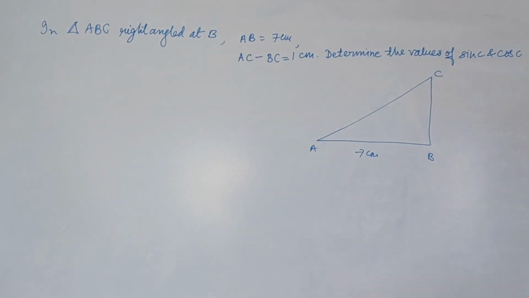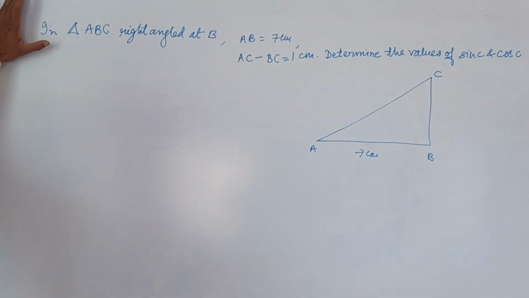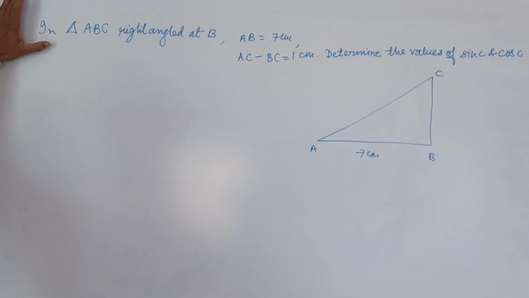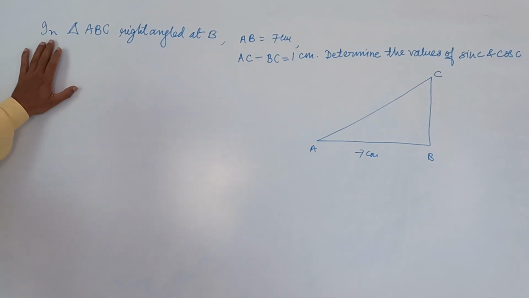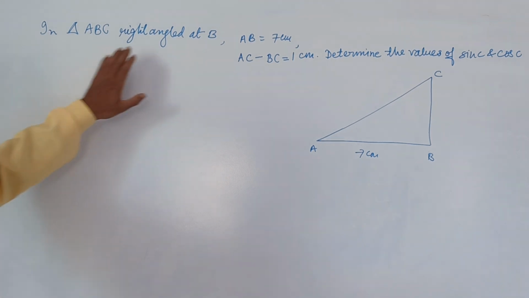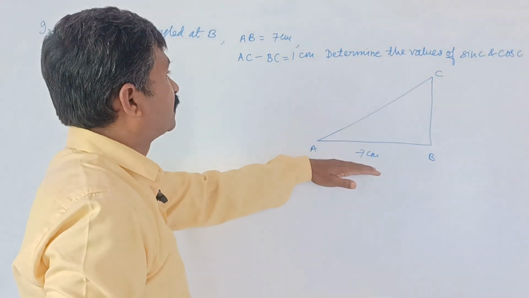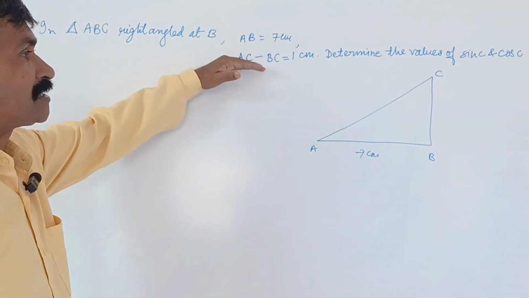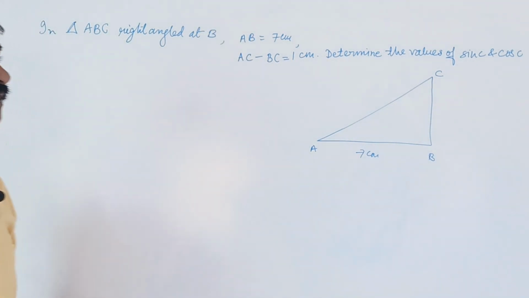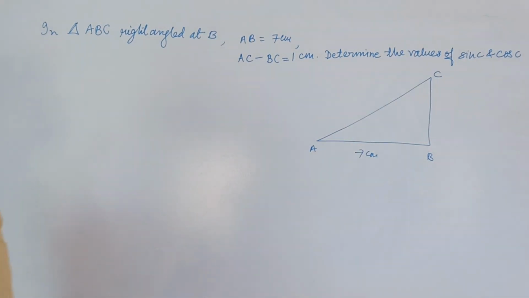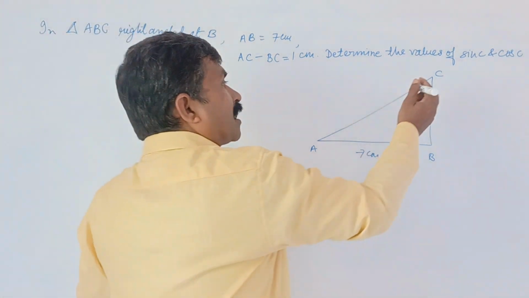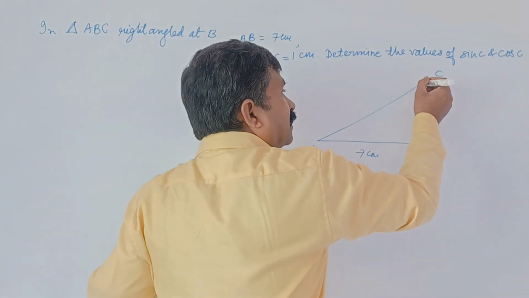Here today we have a question based on trigonometry for class 10th. The question in front of you: in triangle ABC, right angled at B, AB is equal to 7 centimeter and AC minus BC is equal to 1 centimeter. Determine the values of sin C and cos C. Sin C means this angle.